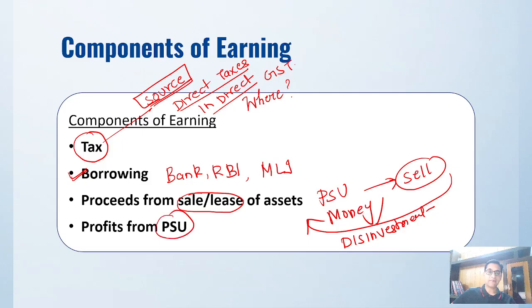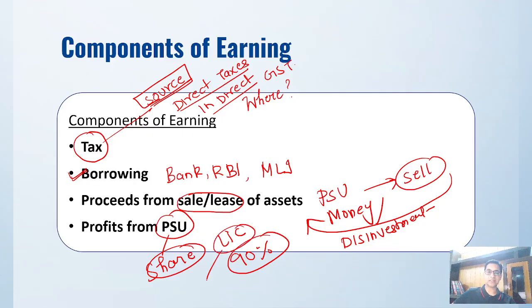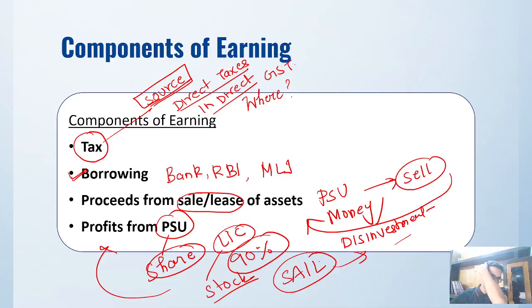Government is having shares in the PSUs. Okay, you know LIC, government is controlling 90% of the LIC. So LIC is listed in the stock market. So whenever LIC generates any profit, government gets the profit. Whenever Steel Authority of India makes any profit, government gets the profit because government has shares in all these companies.